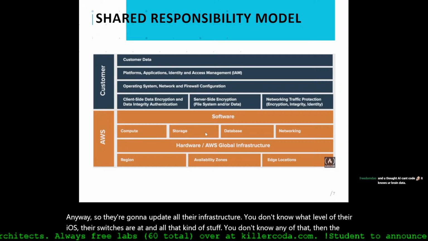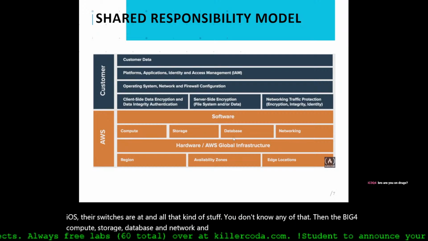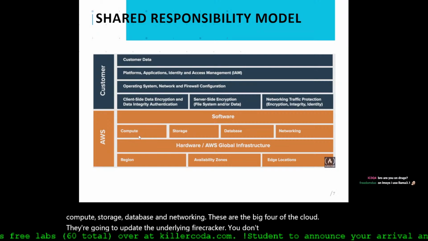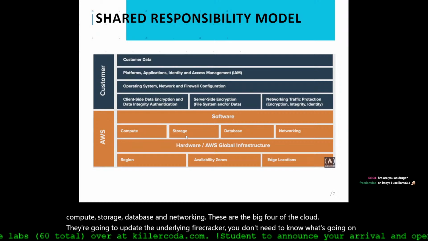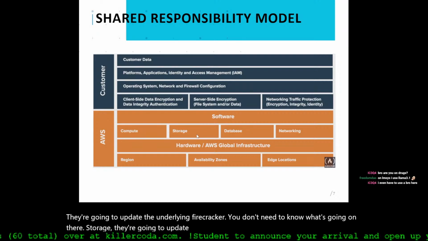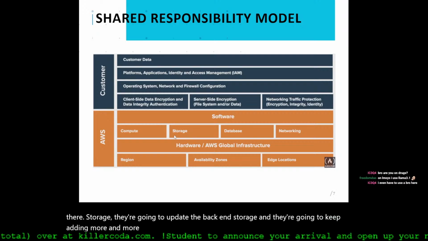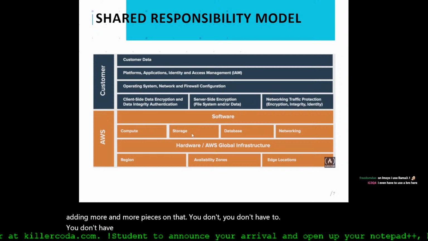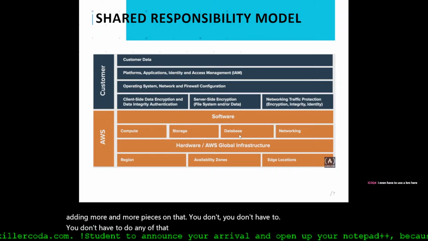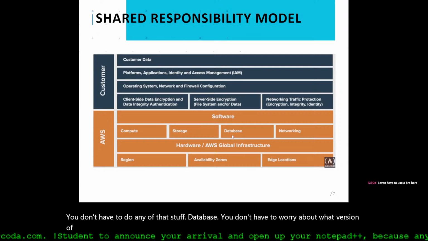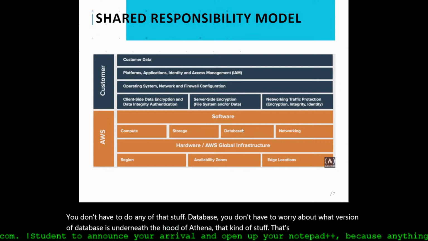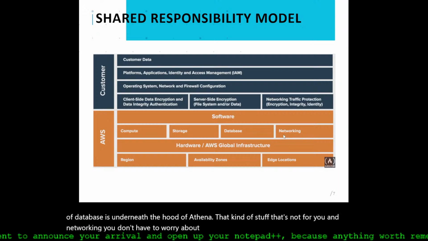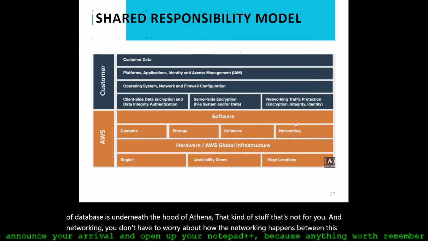Then the big four: compute, storage, database, and networking. These are the big four of the cloud. They're going to update the underlying Firecracker. You don't need to know what's going on there. Storage, they're going to update the back-end storage, and they're going to keep adding more and more pieces on that. You don't have to do any of that stuff. Database, you don't have to worry about what version of database is underneath the hood of Athena, that kind of stuff. That's not for you. And networking, you don't have to worry about how the networking happens between these different infrastructure pieces.